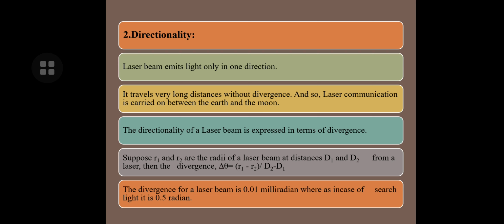Another reason for the high directionality is that when the laser light is emitted from the source, it is emitted parallel to its axis. The emission of the laser light is parallel to its axis. That's why it has high directionality. This is also one of the reasons for the high directionality.